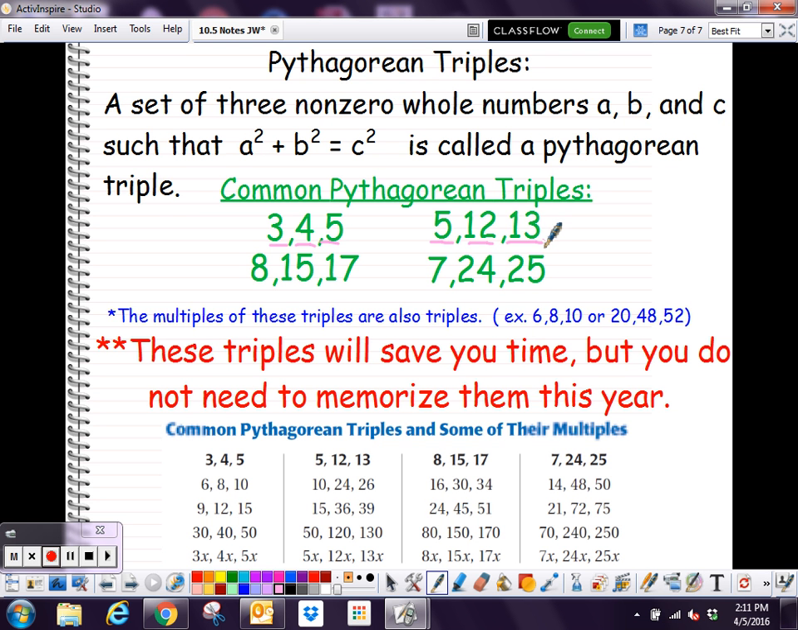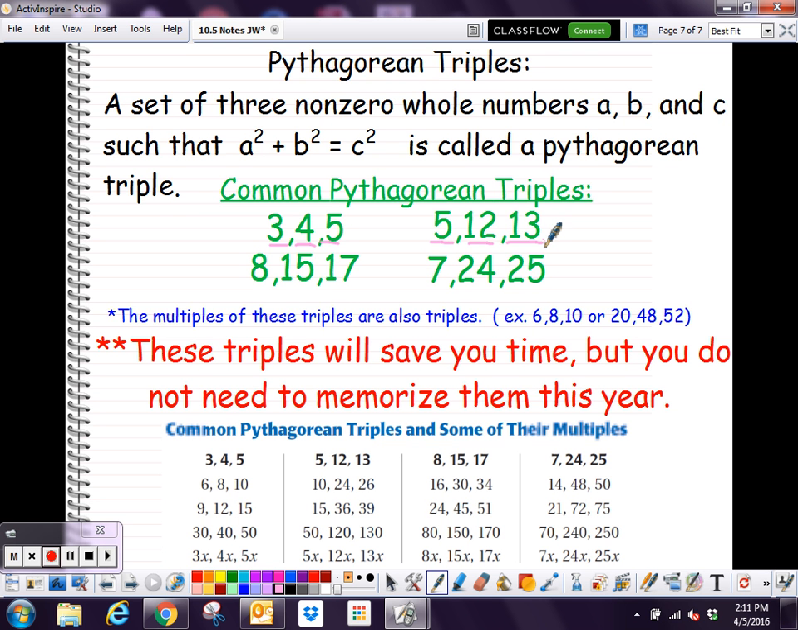So if you can have these triples memorized, you definitely do not have to memorize them this year. You can just do the Pythagorean theorem to figure out your third side. But if you know these triples, it will definitely save you some time, and it'll definitely help you next year.